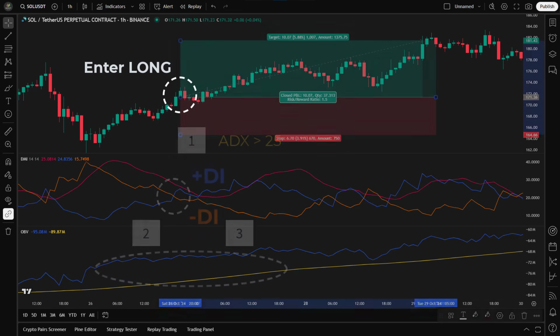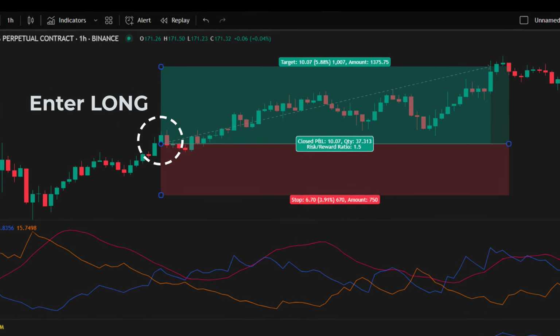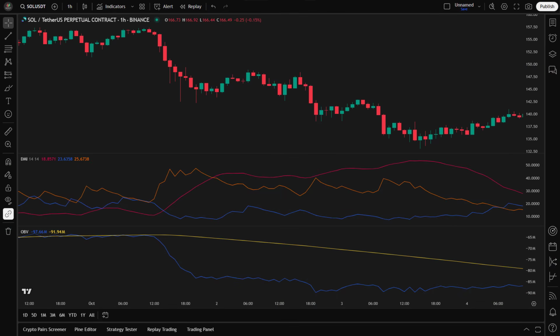We'll set the stop loss just below the signal candle using signal candle close, -2 ATR. For the take profit, we apply a 1.5 to 1 risk-reward ratio. The target is placed at a distance 1.5 times the size of the stop loss. If a candle closes above the take profit level, we exit the trade and lock in the profit. Next, let's take a look at short trades.